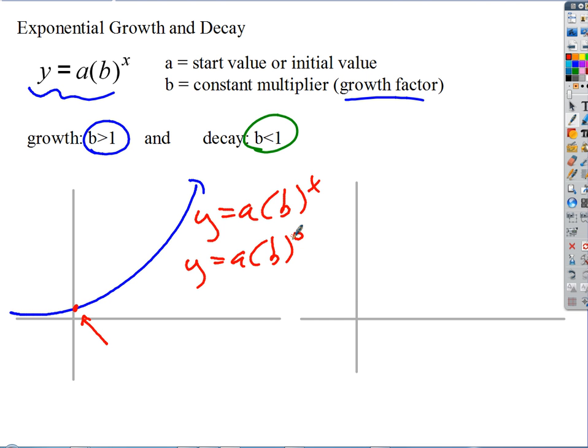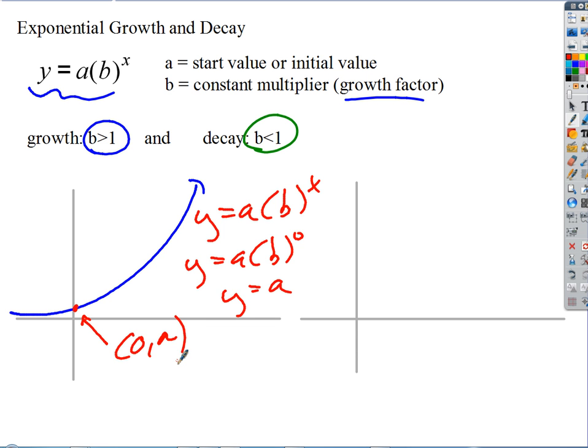Now think back to our properties of exponents. Any base to the 0 power always equals 1. Aha. So in this case, because that equals 1, y would equal a, right? So the coordinates are (0, a).